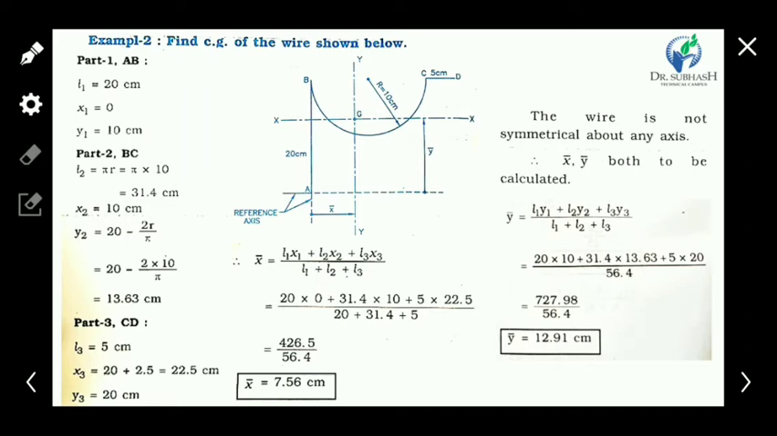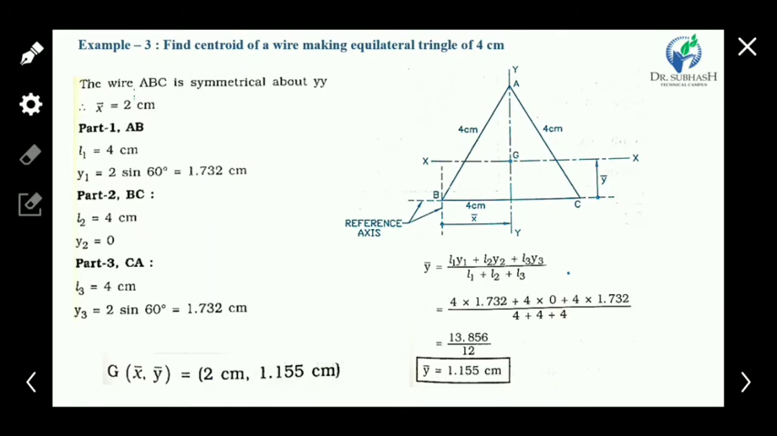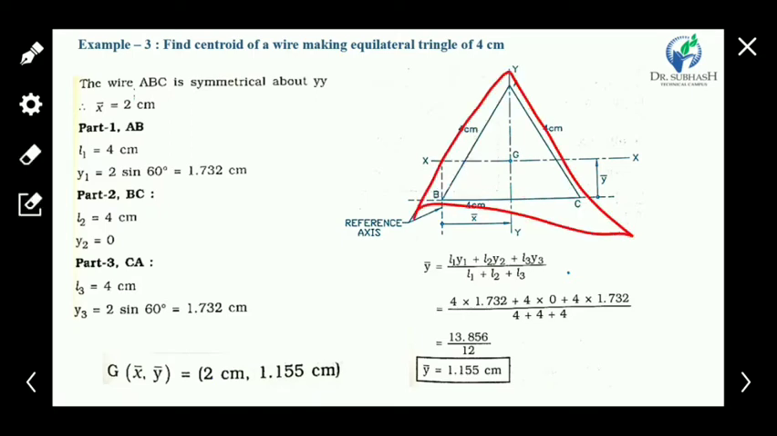Okay, let's take another example of a wire diagram. Okay, this is a triangle. See what it says: find the centroid of a wire making an equilateral triangle of 4 centimeter. Instead, find the CG of this wire which makes an equilateral triangle of 4 centimeter. So each side of the triangle is 4 centimeter because it's an equilateral triangle. So all three sides are 4 centimeter.